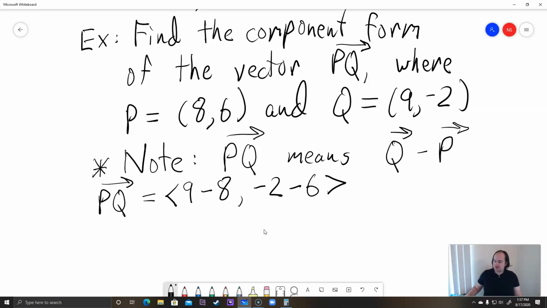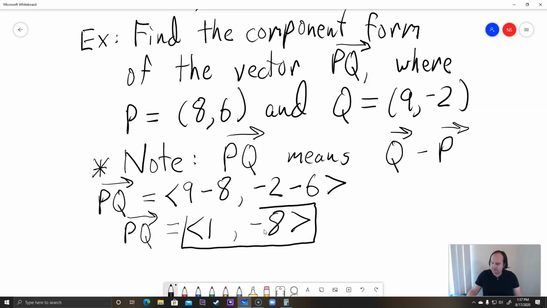Alright, so anyway, you're just subtracting Q minus P, and we get 9 minus 8, which is 1 for the first component, and then -2 minus 6 is -8 for the second component. So we have 1, -8, and that's actually the component form or the position vector of PQ. So I'll go ahead and box that. Okay, so that was just another important detail that you're going to need on your homework.